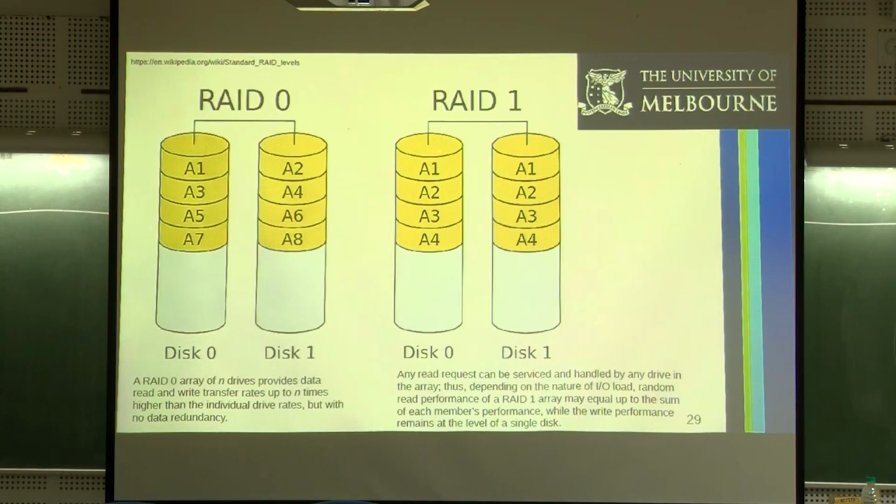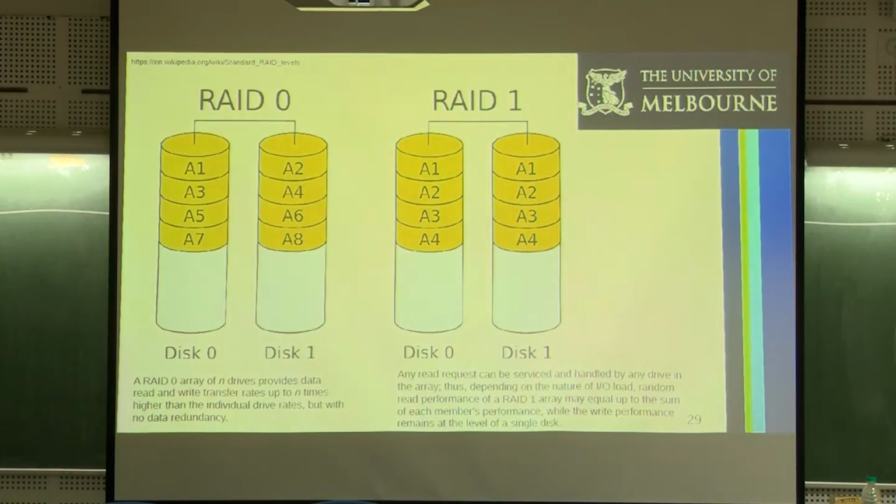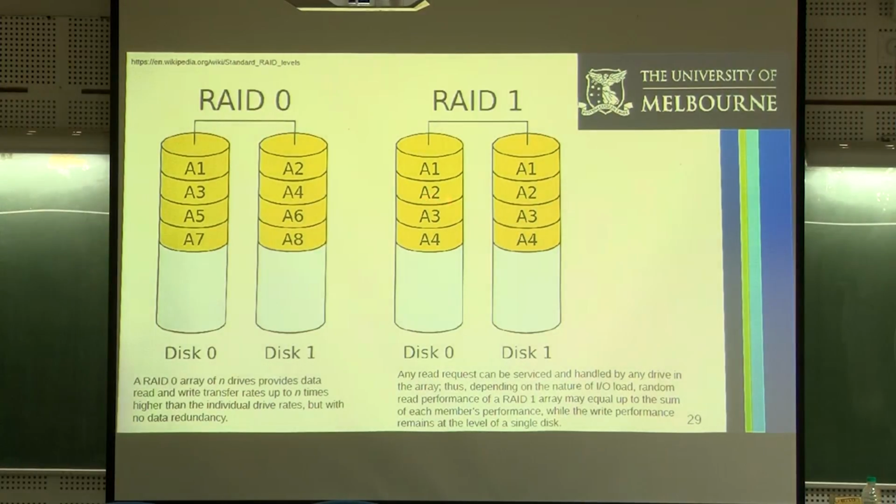And then RAID 1, where we've really just got a mirrored disk. It's just mirroring. So you can get twice the read performance from this. You can be reading different blocks from both disks at the same time, so you've got better performance that way. But as I said, if you update A2 here, you've got to update it over there as well. So there you're back to just the performance of a single disk.